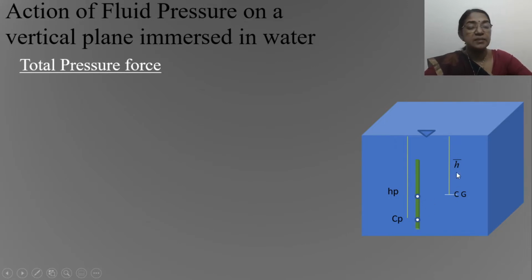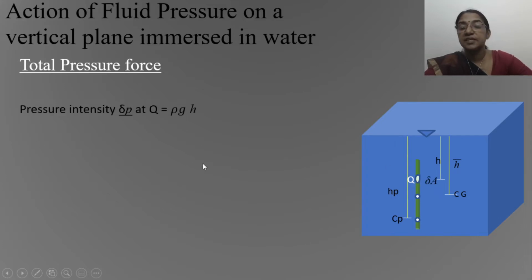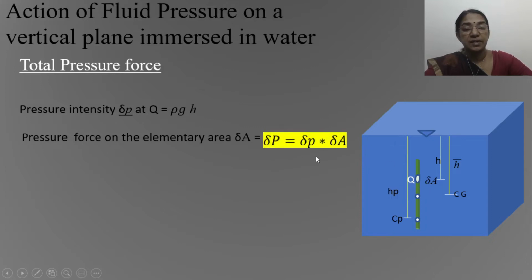So h bar represents the center of gravity of this plane with respect to the free surface, whereas h_p indicates the location of the center of pressure with respect to the free surface. Now consider a point Q on this vertical plane, at a distance h from the free surface. Now dA is the area of this small element. So the intensity of pressure at this point equals rho g h, and the pressure force acting on this element equals rho g h into delta A.